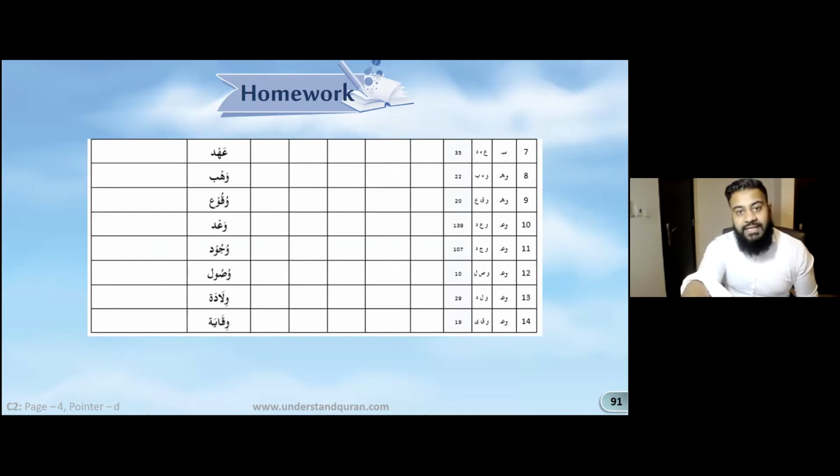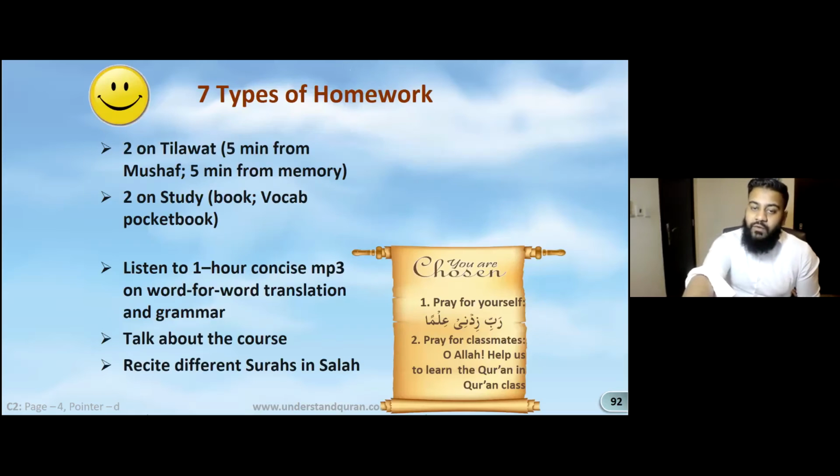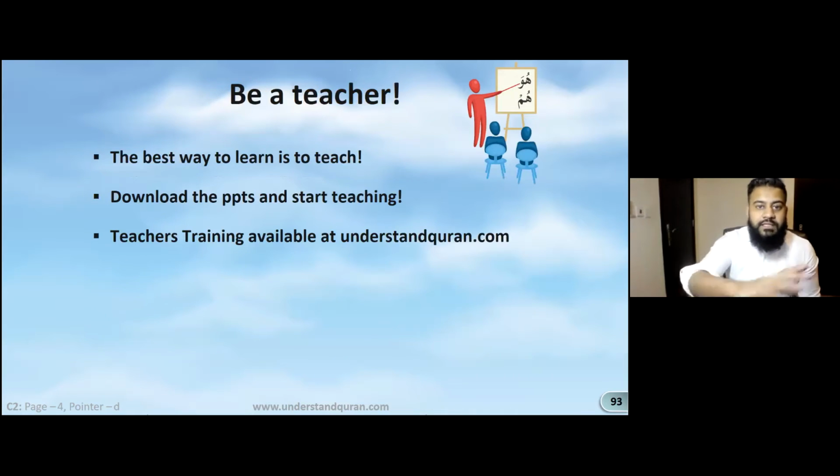So with that, that's our homework for you. Lots of homework, and the 7 types of homework I think we're all familiar with. This I will not skip over, which is an imploration to please be a teacher. The best way to learn is to teach. Proof positive here. Every single lesson I give, I learn more from you, and because of all of you, alhamdulillah, and bidnillah, because of Allah, of course.